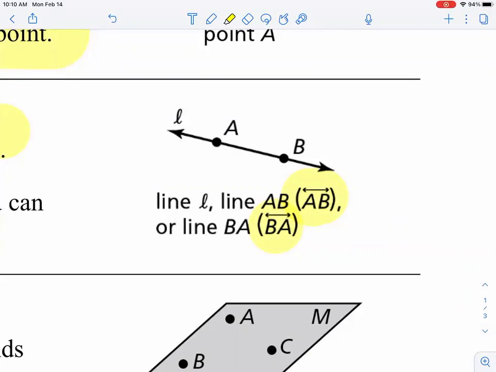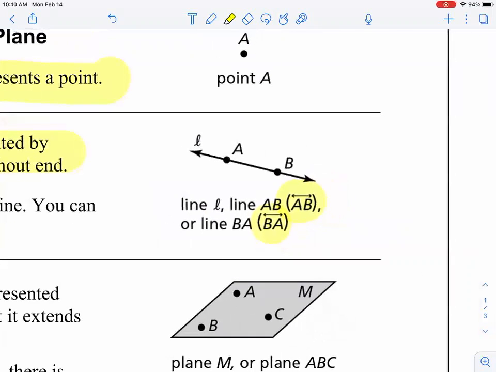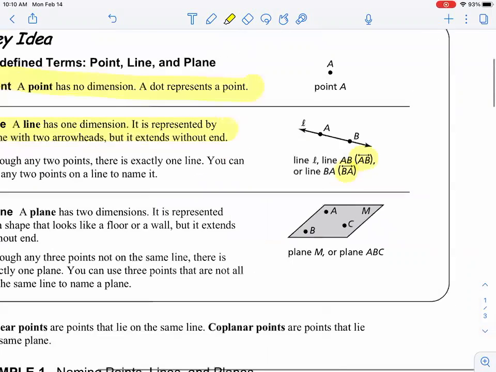Yes, Bob? What's that little squiggly dude? This little squiggly dude, that says line L. So there's a couple ways that you could name this line. Sometimes there's just like a random letter out there that's not really a point. So you could call that line L. But I think the best way is to describe it using 2 points, like line AB or line BA. Okay?